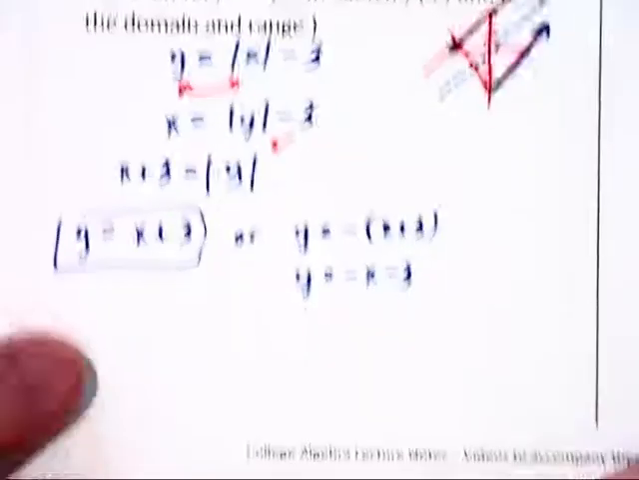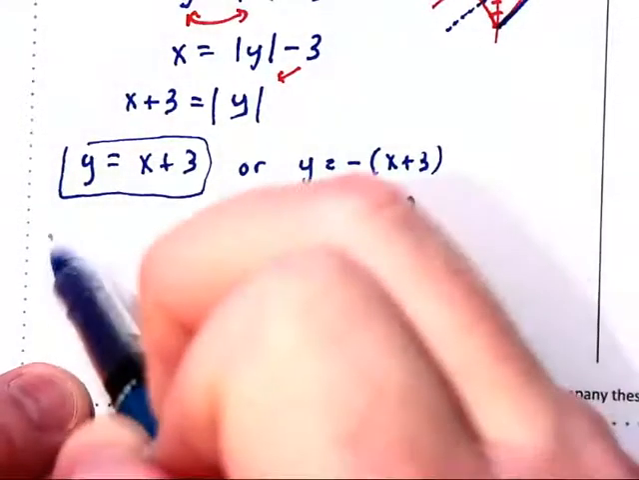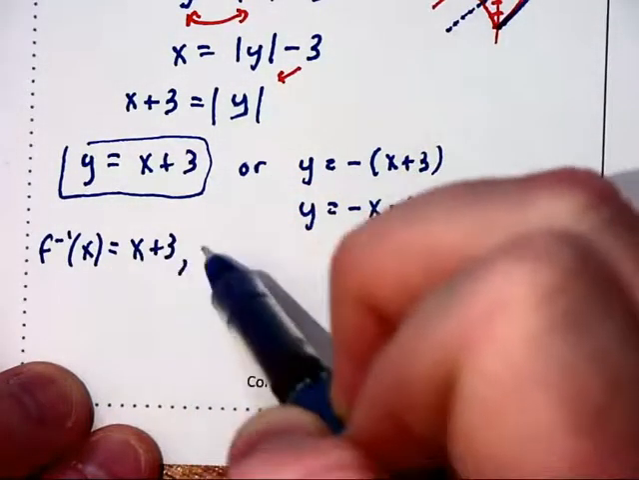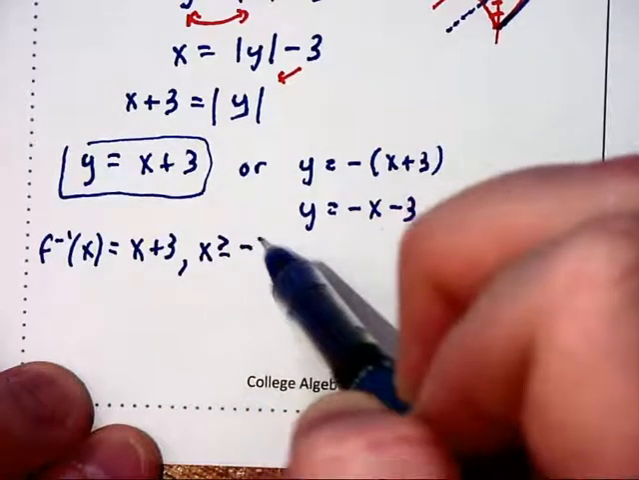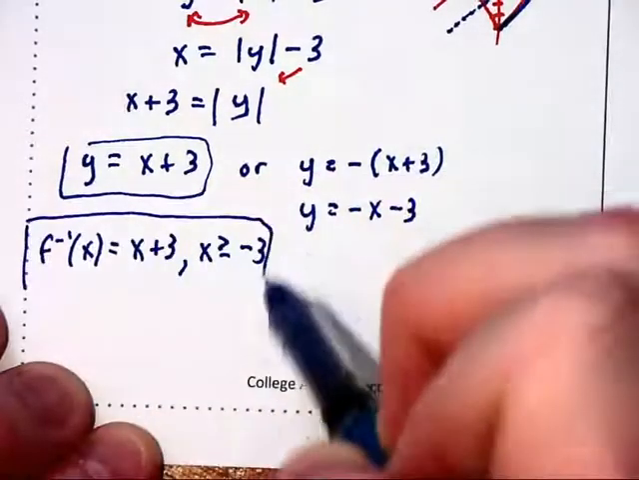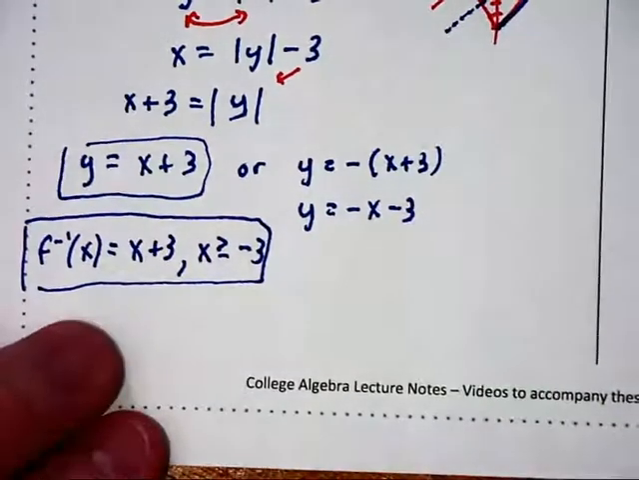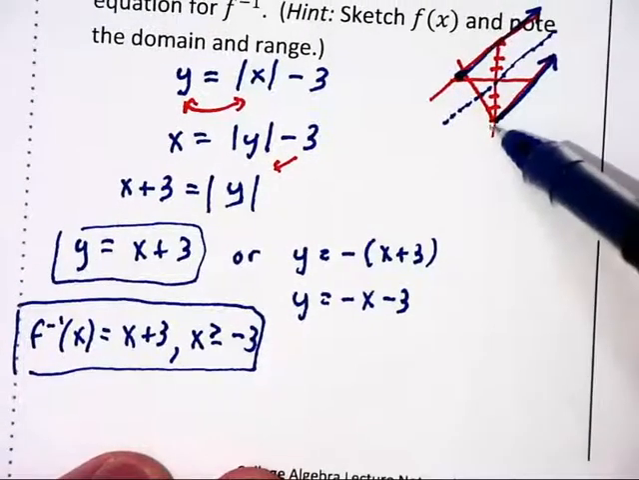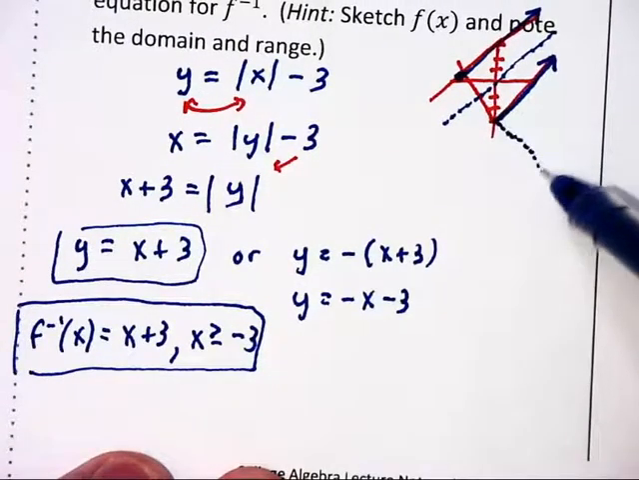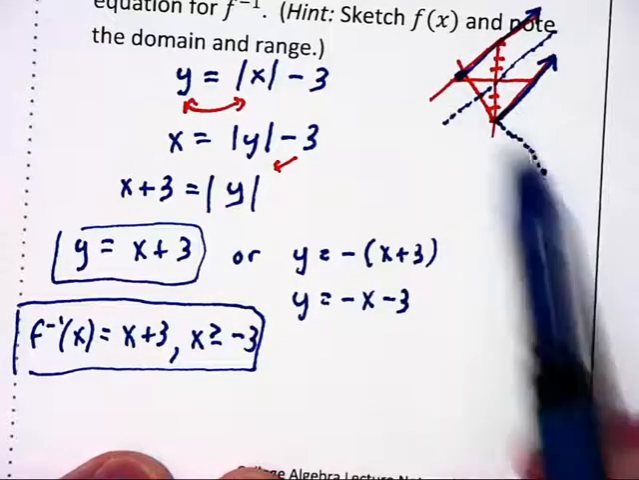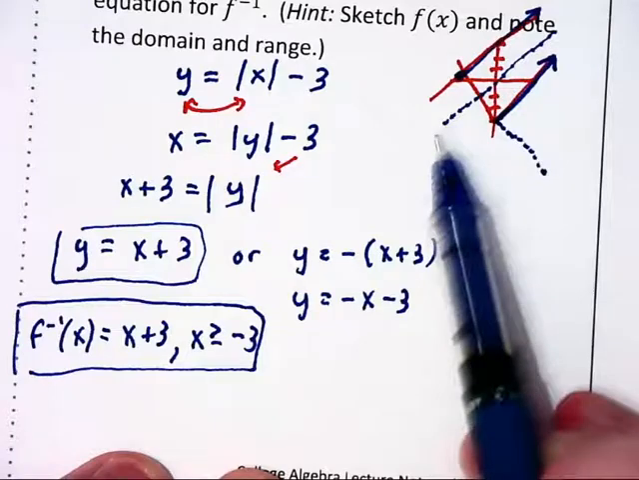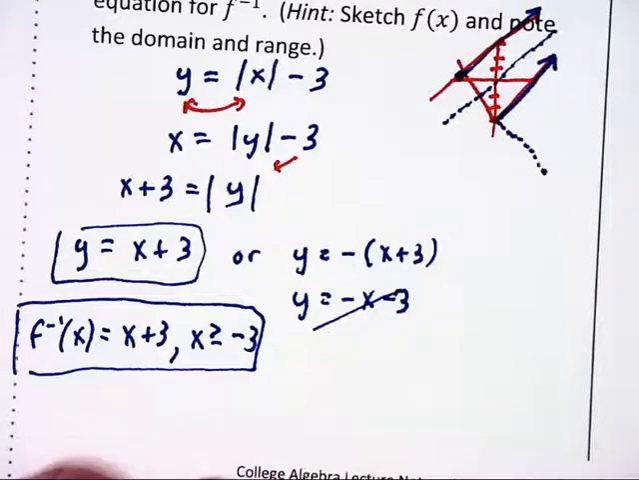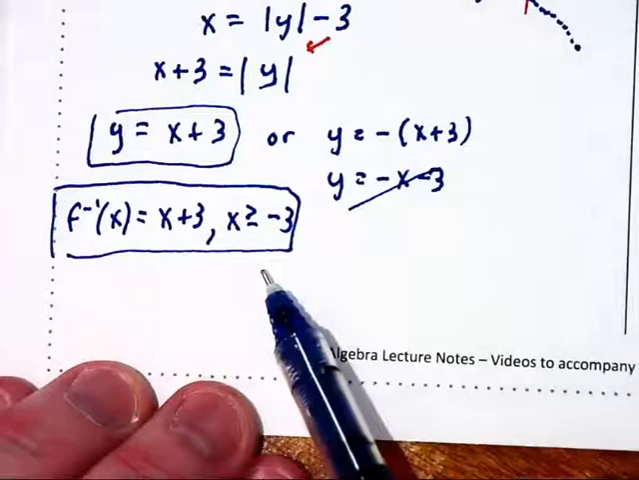So we could say choice number 1 is going to be f inverse of x is equal to x plus 3, where x is greater than or equal to -3. That would be one choice. Now let's look at this other option, y equals -x minus 3. This is going to have a y-intercept at -3, and it's going to go downward. Well, just looking at these, is that going to be a reflection across the diagonal line, y equals x? No way. So we're going to ignore that answer altogether and only go with f inverse of x on the left.